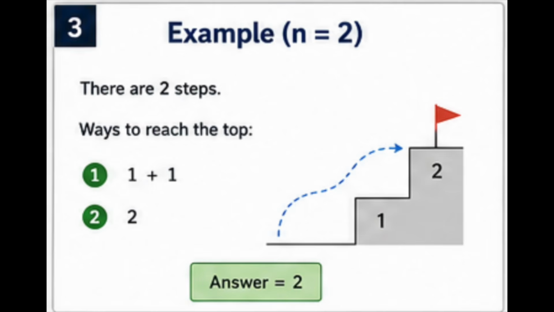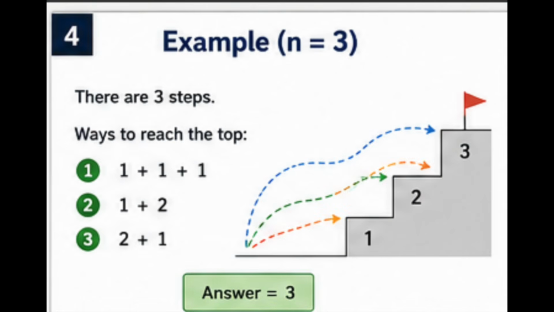Let's start with a very small example. Suppose there are only two stairs. How can we reach the top? The first way is taking one step and then another step. The second way is taking two steps directly. So the answer is 2. Very simple. Now, let's increase the staircase to 3 steps.